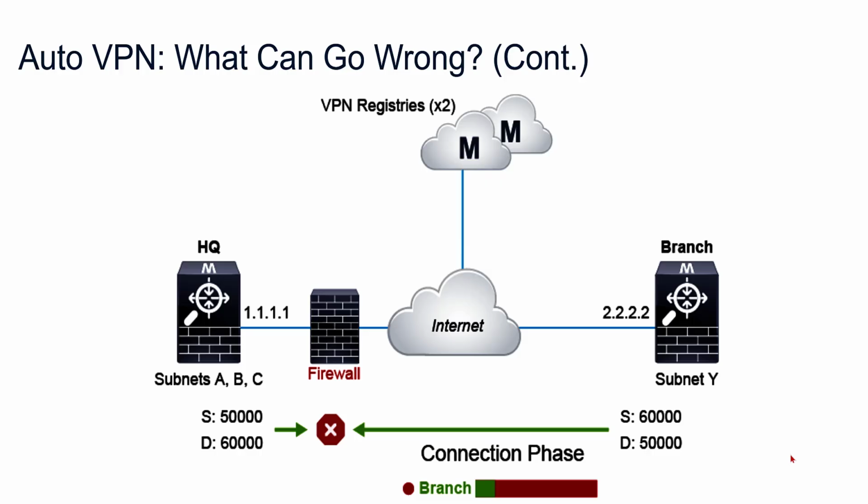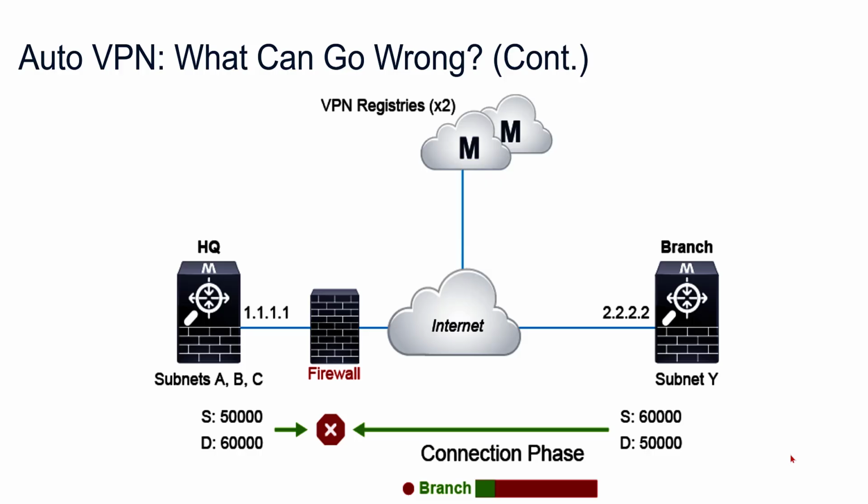So if you look at the flow, HQ and branch both have public IPs. They both have UDP ports. They both have registry entries. Everything looks good, but there's a firewall blocking traffic during the connection phase. So this isn't about UDP 9350 anymore. It's about peer-to-peer UDP communication between the MX devices. So the firewall is probably blocking return traffic, or maybe it's blocking dynamic UDP ports.